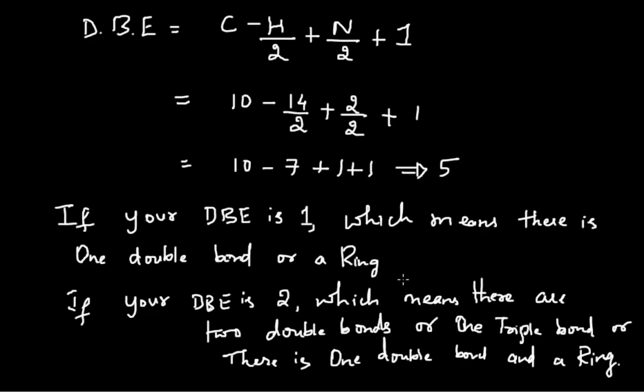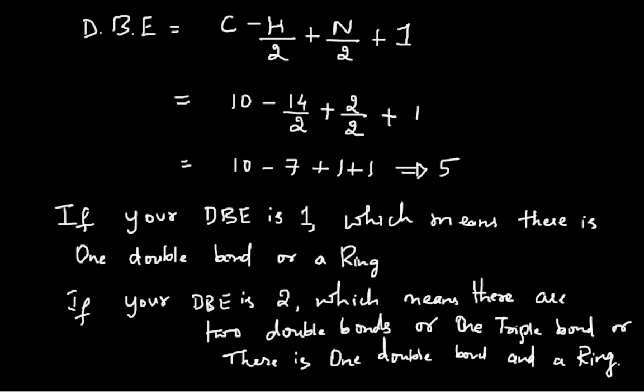If your DBE is 5, which means there are three double bonds, a ring and another ring, or four double bonds and one ring, or three rings and two double bonds. So you do the permutation and combination. Okay, so that is what your DBE signifies. So the DBE for nicotine is 5. So let us account for those 5 DBE.